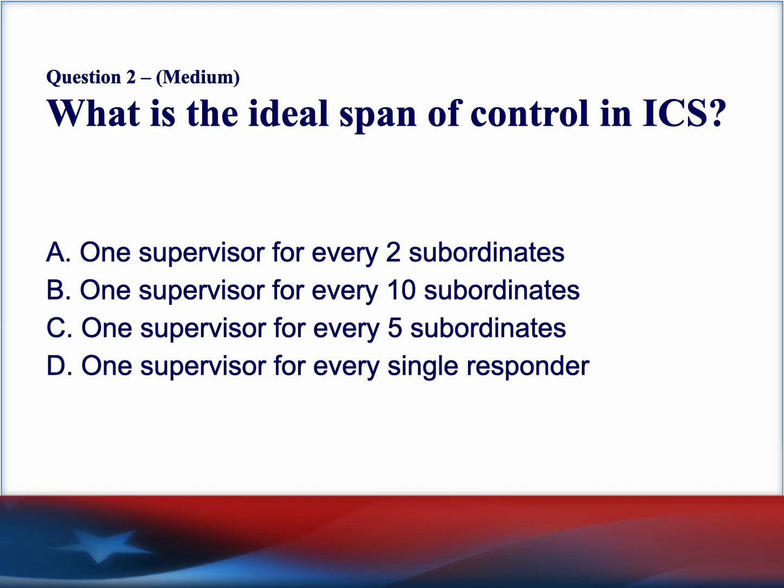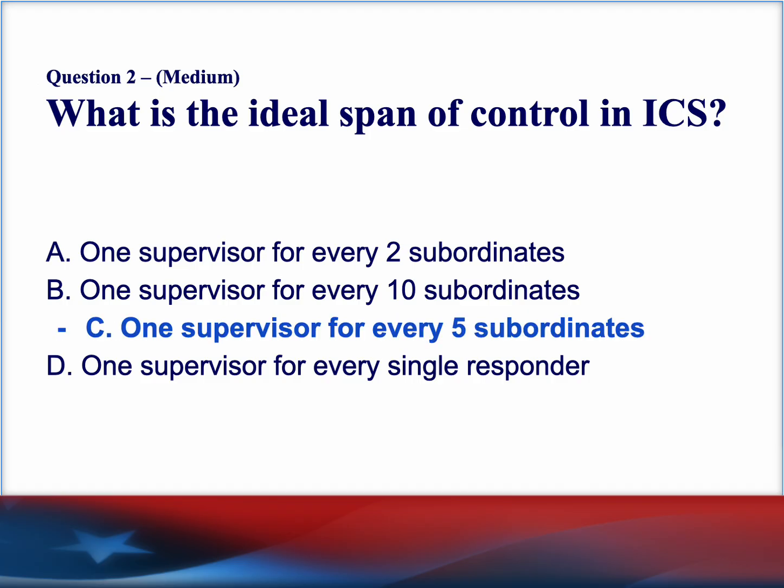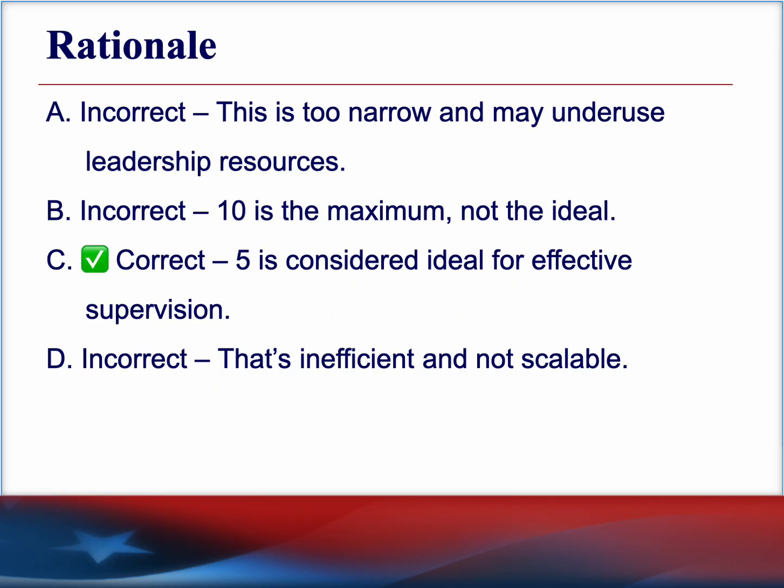Pause here if you need a second. The correct answer is C, 1 supervisor for every 5 subordinates. Here's why. A is incorrect because it's too narrow, may underuse leadership resources. B is incorrect. 10 is the maximum, not the ideal.